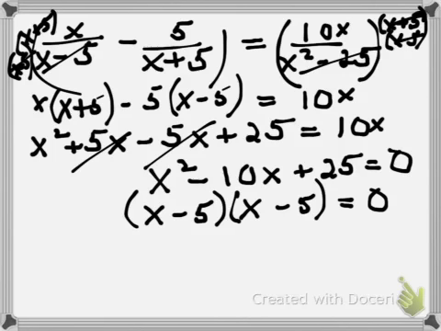Both of those two binomials are the same, which gives me a solution of x equals 5. However, if I substitute in 5, I get division by 0. And I told you to be careful about that.